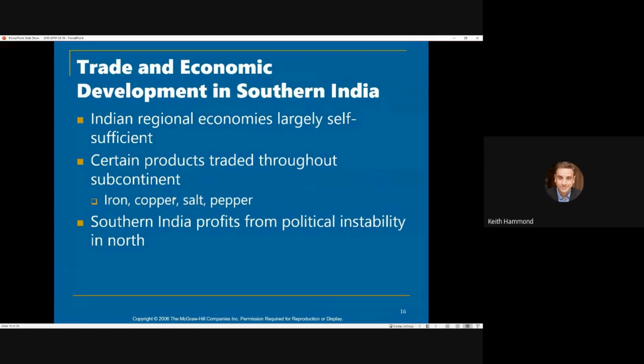And what's interesting is when it comes to southern India, a lot of the Indian regional economies are going to be largely self-sufficient. They won't necessarily need a ton of outside trade. Certain products that are going to be traded amongst themselves include iron, copper, salt, and pepper. Southern India as well is going to profit from the political instability in the north, which Ms. Hadi should have covered, I'm sure she covered in the first heading. So South India is going to be able to take advantage of the trade that's happening, even if they themselves are largely self-sufficient.